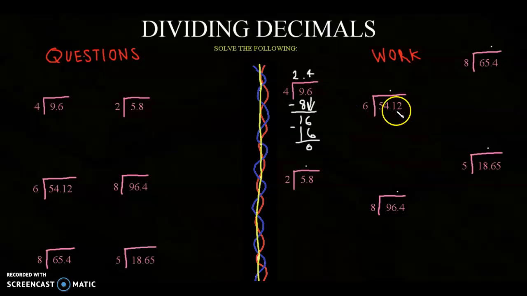Okay, next one. Does 6 go into 5? No. Does 6 go into 54? Yeah. How many times? 9. Good job. So it's 9. Oh wait, let's write our thing. 54. Okay. 0. Bring down the 1. It's still 0, so we add a 0 here. Then bring down the 2. So it's 9.02, right? Yep, so the answer is 9.02.